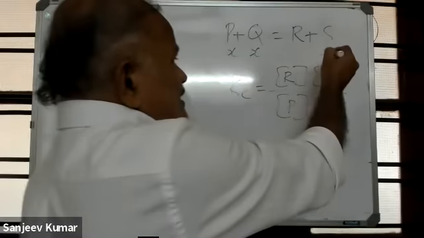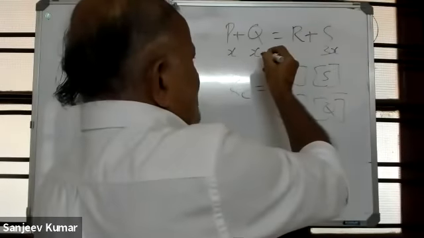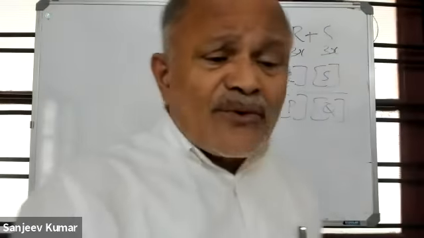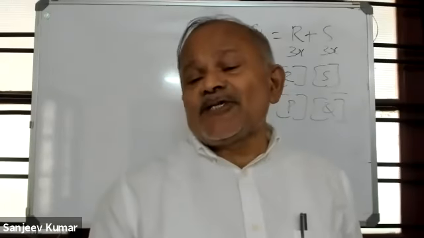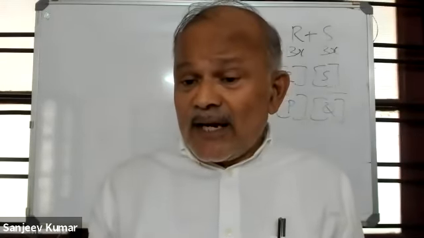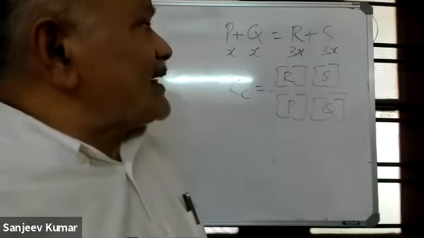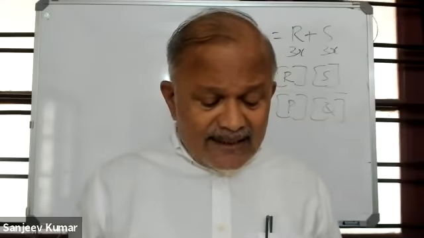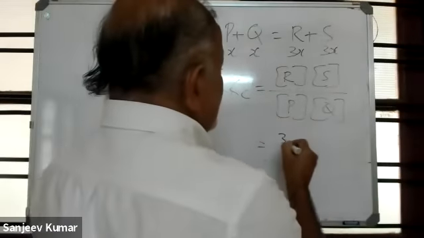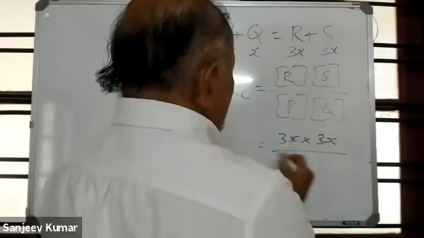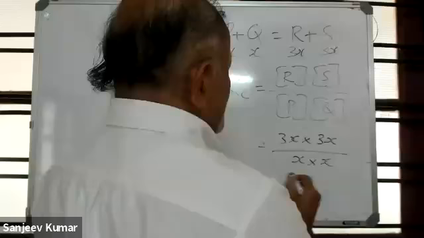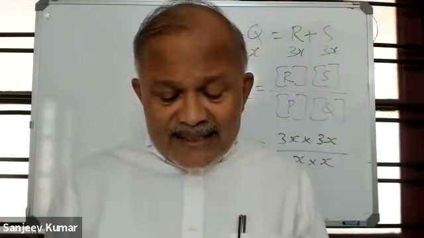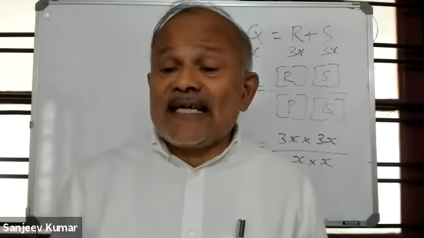And therefore, if the concentration of S is 3 times that of Q, the concentration of R will also be 3 times that of Q and P. And therefore, if the concentrations of P and Q are x each, then the concentrations of R and S will be 3x mole per liter each. And what is the equilibrium constant? The equilibrium constant is equal to 3x into 3x divided by x into x, that is equal to 9. That is, the equilibrium constant of that reaction is 9. Choice is A.